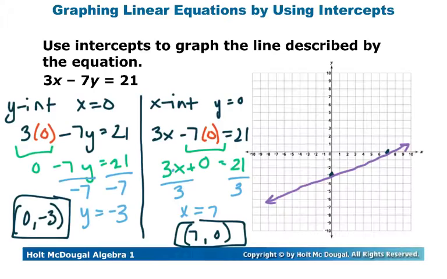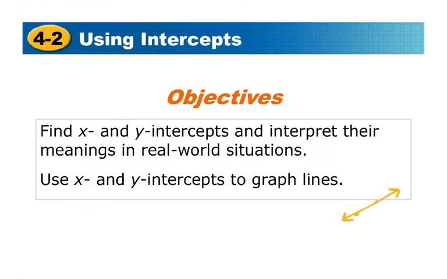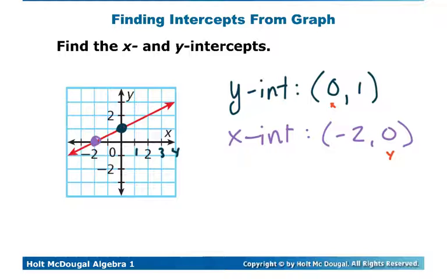Alright, so that is our 4-2 notes talking about using intercepts. Again, the opposite is true. To find the x-intercept, plug in a y of 0. To find the y-intercept, plug in an x of 0. And then just to reiterate that the up and down axis is your y-axis, and the across axis is your x-axis.